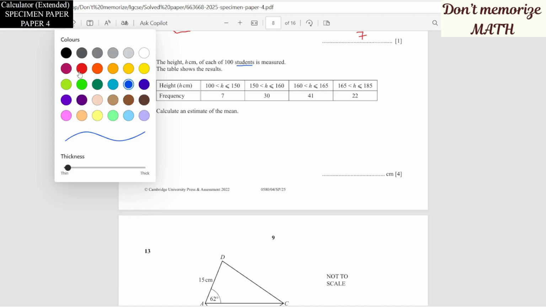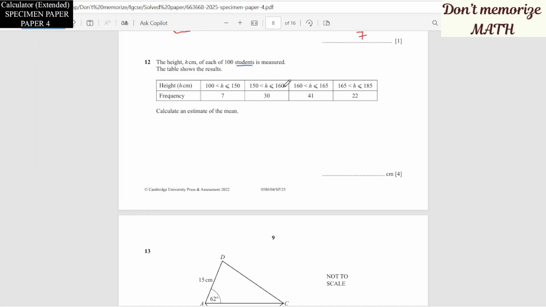You can see the table here in which height in a range is given. In each height range, the frequency is also given. So what do you mean by frequency? Just think of it as the number of times. Here we are discussing students, so the frequency means the number of students. So we have 7 students whose height is 100 less than height less than or equal to 150. We have 30 students whose height is 150 less than height less than or equal to 160. So the question is: calculate an estimate of the mean.